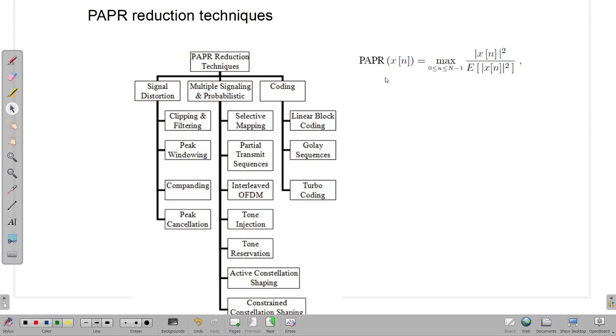In the last class, we learned about the problem of PAPR and why PAPR has to be reduced. From this class onwards, we will learn what techniques are used to reduce this problem of peak to average power ratio. So I just wanted to revisit this equation for PAPR.